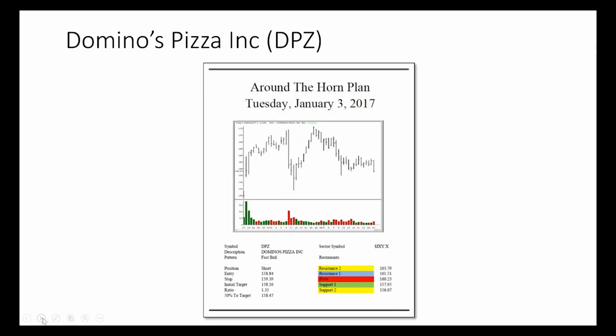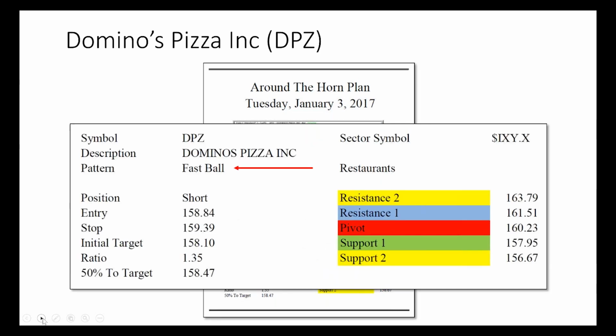So here's another one, this Domino's Pizza. Now this one's on the short side of the market, right? So look at that far right bar on the inset screen there on the trading plan. You can see it's the widest range of the past 10 sessions. It's the biggest volume of the past 10 sessions. Here's what the plan looks like, right? Again, expansion of range and volume.